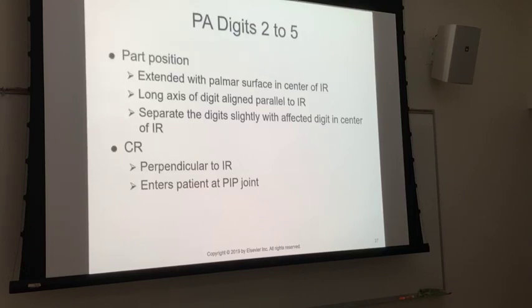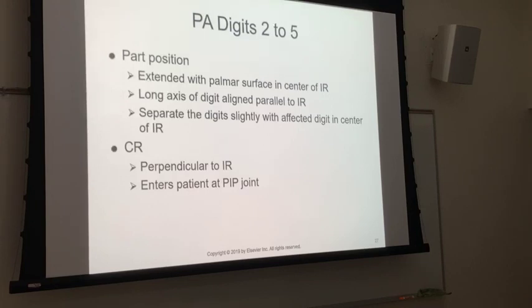So digits 2 through 5, we're going to cover all at the same time because our positioning is going to be identical. From anatomical position, lateral most is number 1. That's your thumb. So 2, 3, 4, 5. They're all going to be positioned the same. So what we're going to do is extend the fingers. If the patient can extend the fingers, have the patient extend the finger and put it parallel with the long axis of the image receptor.